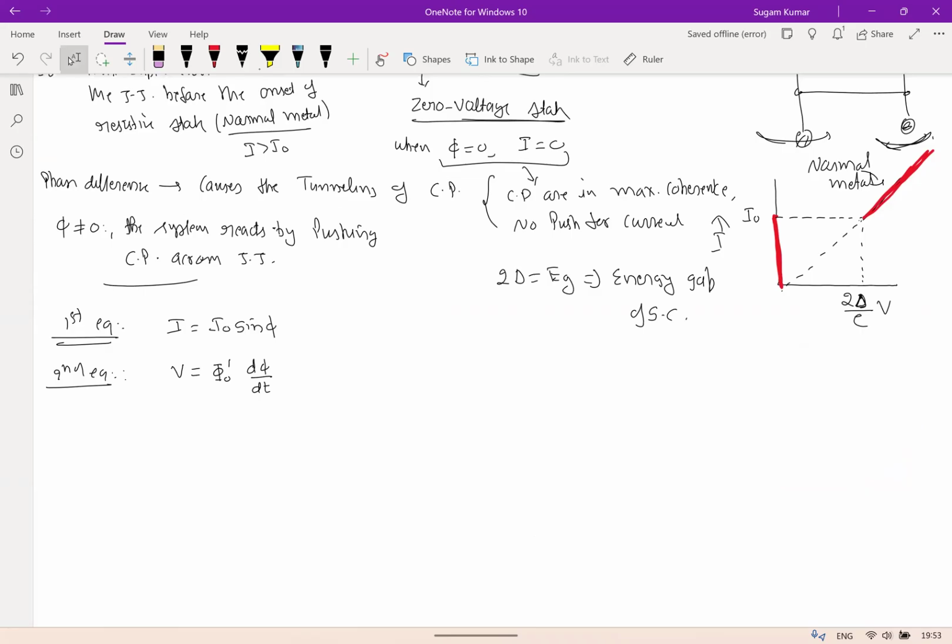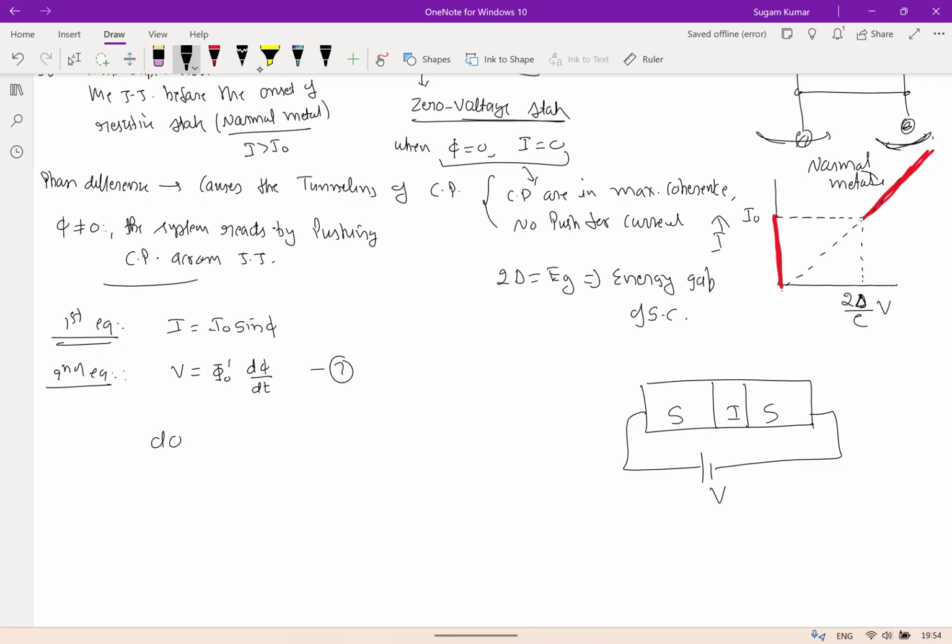So what if I apply some voltage? Let us say I apply some voltage V to the superconductor. Then what will happen? If a constant voltage is applied, then I can solve equation number 2. From there you can see this d phi by dt, this is the phase actually, is going to become V upon phi naught dash. This is also equal to 2 pi upon phi naught into V.